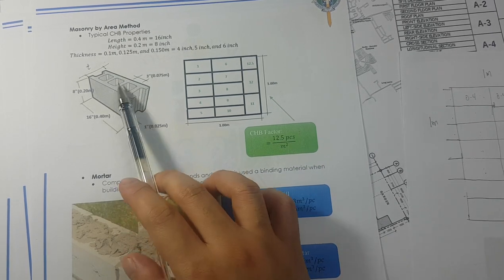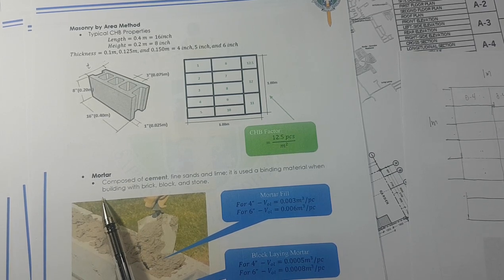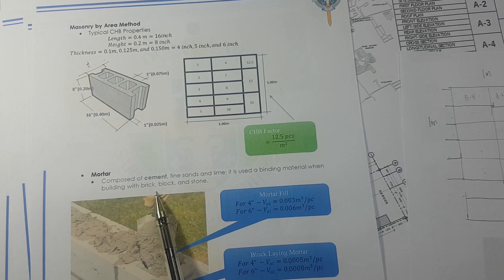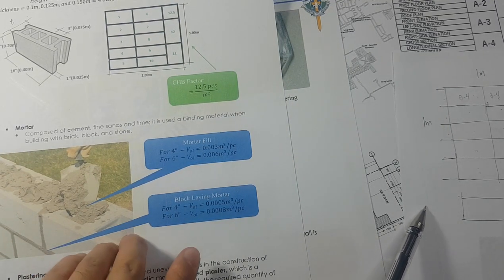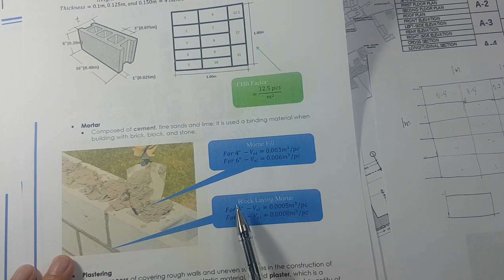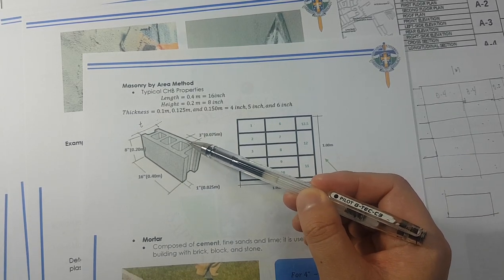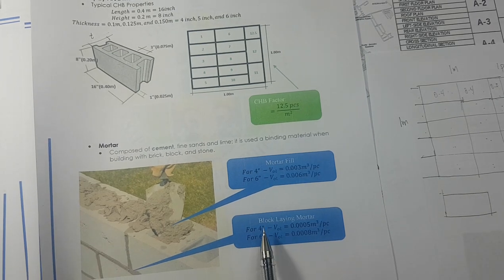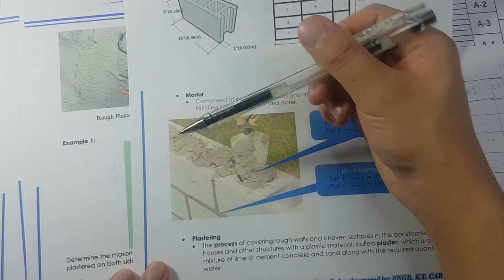Okay? Now, hindi naman tatayo mag-isa yan yung hollow block pag ipapatong mo lang. We need to mix it with mortar. Okay? So, mortar is composed of cement, fine sands, and lime. So, it is used in binding material when building with brick, block, and stone. Okay? Now, yung mortar natin gagamitin natin sa dalawang parts. We have here the mortar fill and we have here the block laying mortar. Yung mortar fill, yun yung ipapasok natin dito sa ating void, sa void ng ating CHB. Okay? Yan yung tinatawag nating mortar fill. Now, yung block laying mortar, ito yung tinatawag natin, yung nilalagay natin after natin ipatong yung CHB para magbind sila, magdikit.